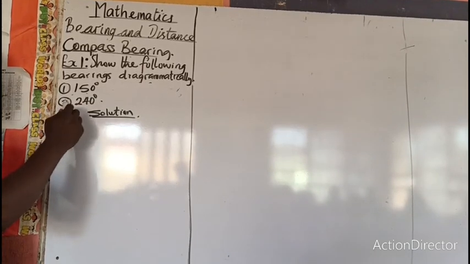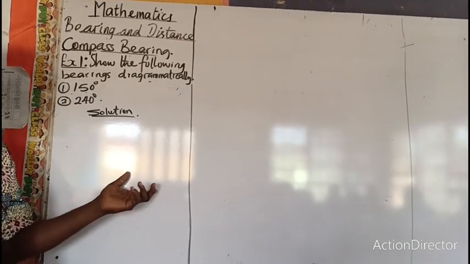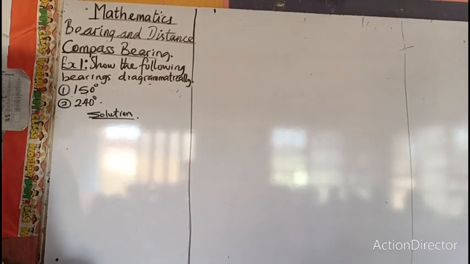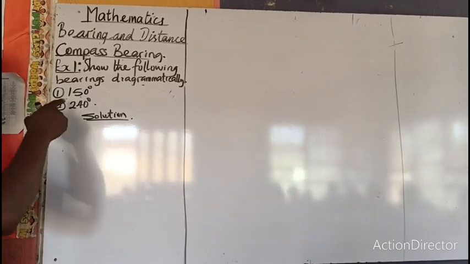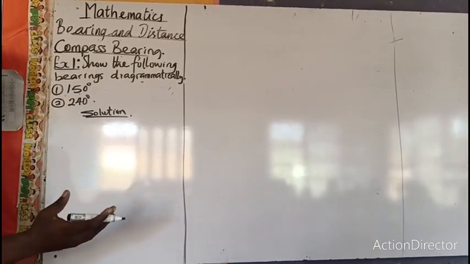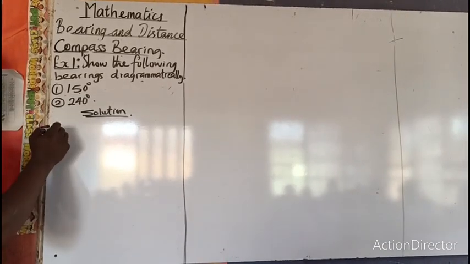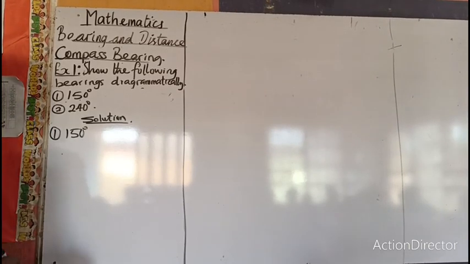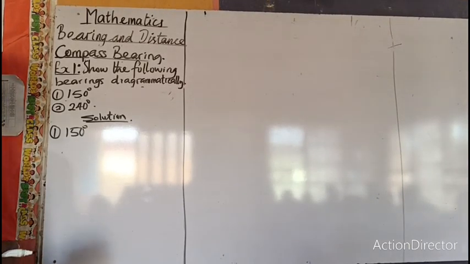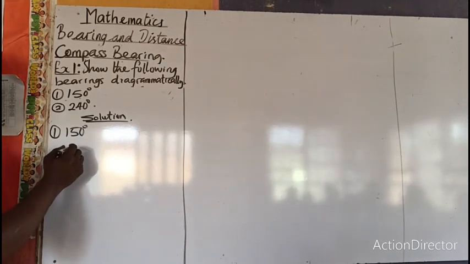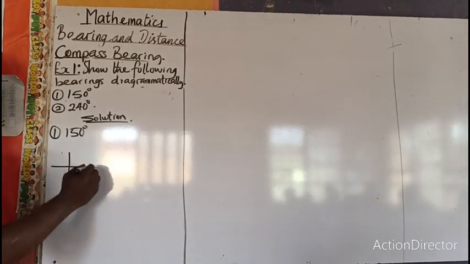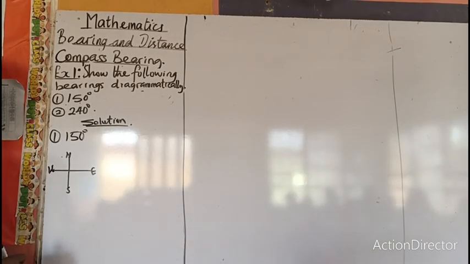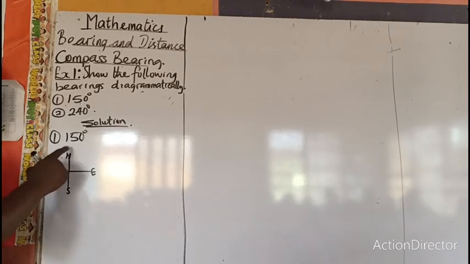Compass bearing now, just like we have earlier done. How do we represent these angles diagrammatically? Now we are looking at this bearing. They give us 150 degrees. Let's also remember that we said these bearings can be written in two different ways, right? Now this is one way, 150 degrees. Now, having 150 degrees, where will the number be? You draw your cardinal points: north, south, west, east. Now, where do you start reading?